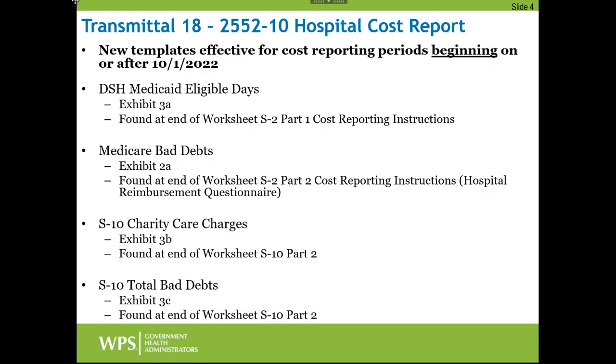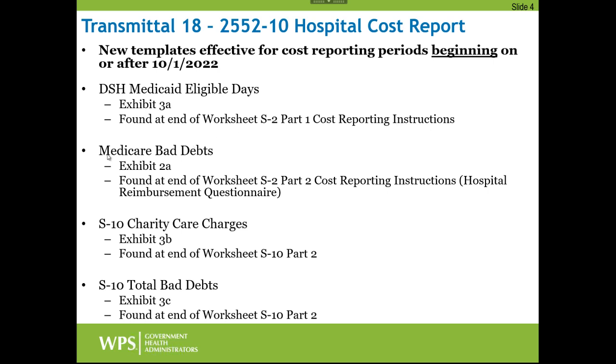Now the 3 templates we're talking about, actually 4, but 3 different groups, if you will. These are effective for cost report periods beginning on or after 10/1/22. We have the DISH Medicaid eligible days that are Exhibit 3A. Now the instructions and the headings are found at the end of Worksheet S-2 Part 1, which is a worksheet on the actual cost report. All the control questions are listed there. If you look at the instructions, you'll find those.